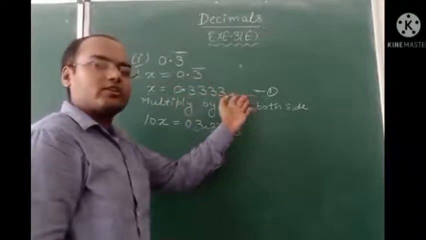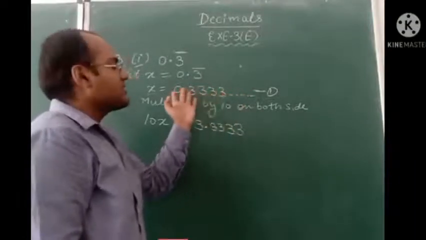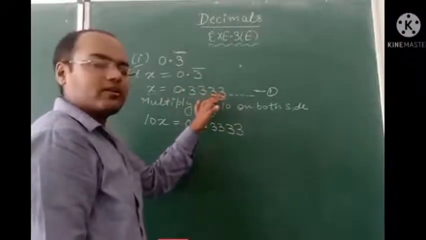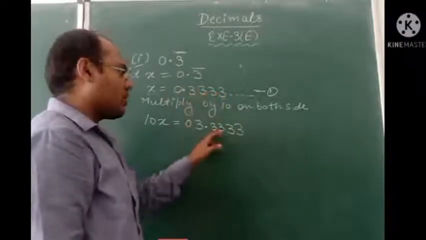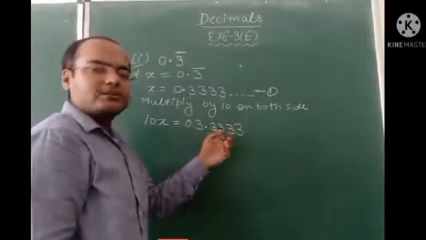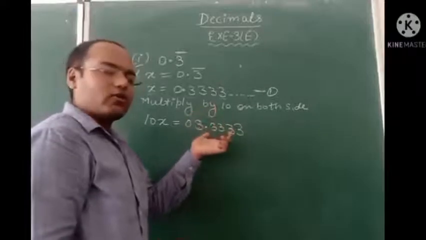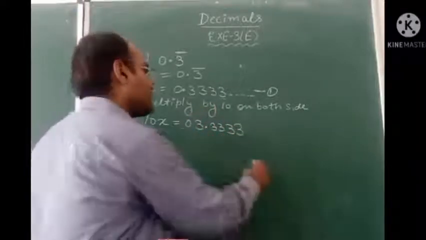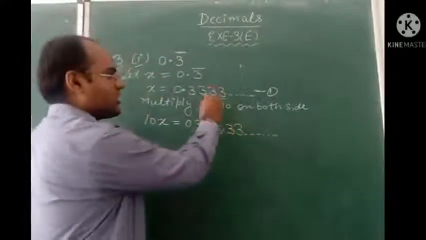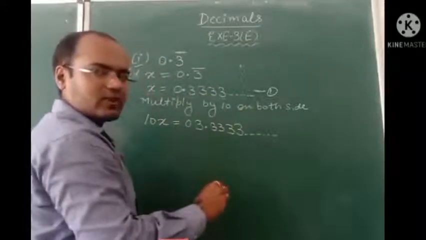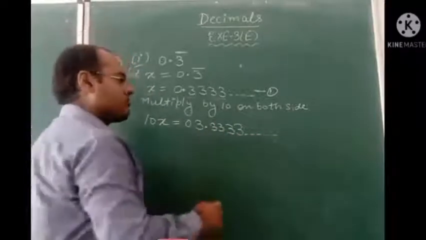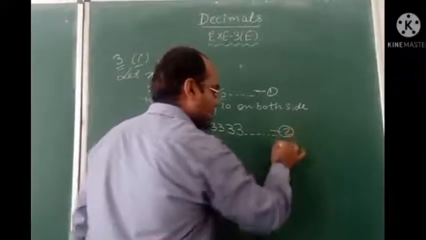0.3333 and so on. This is a recurring decimal. That means 3 will come infinite number of times, but we are showing only 4 times. So here also, after the decimal, how many times 3 will come? It is a recurring decimal only. It will come infinite number of times, but we will show it 4 times, because in the previous step 4 decimal places we have taken. In this step also we will take our answer up to 4 decimal places. So this is your equation number 2.